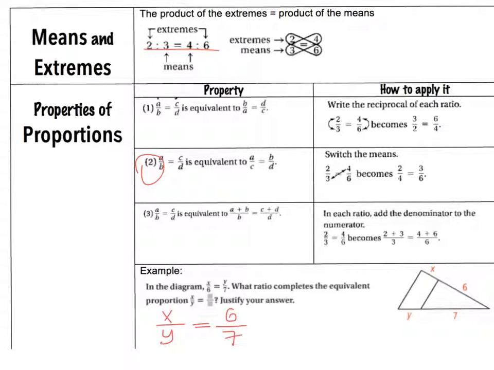Another way of thinking about this, another way we could set this up, is to say that 6 plus x over 6 is equal to y plus 7 over 7. This is like example number 3, and you can see that in the picture, right? The relationship of this whole thing to this part is going to be equal to this whole distance to this part. And so that's why number 3 works as well.